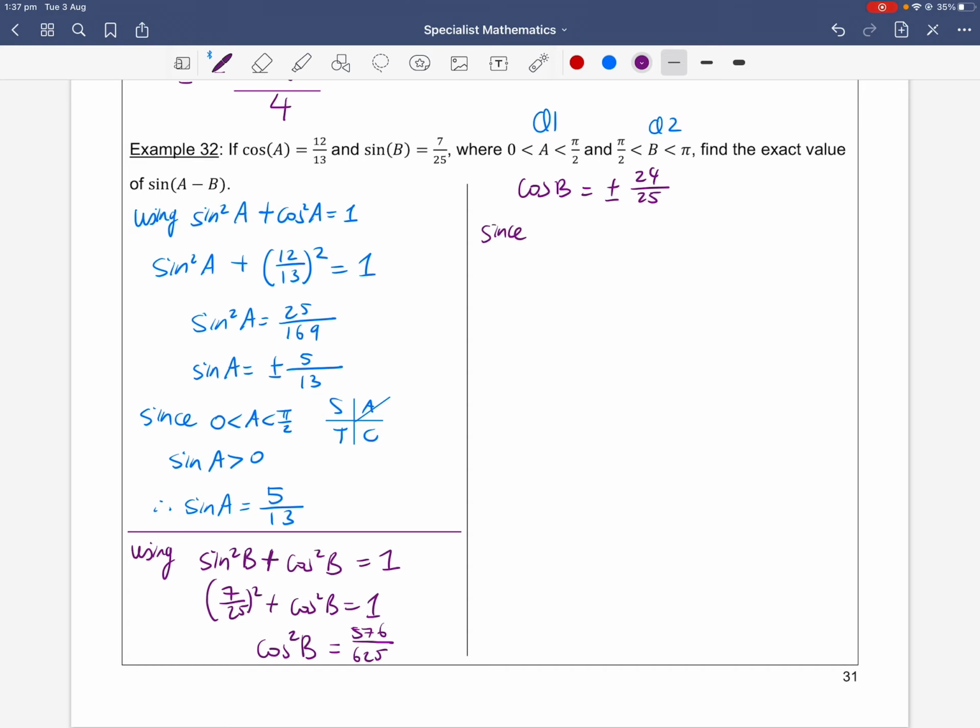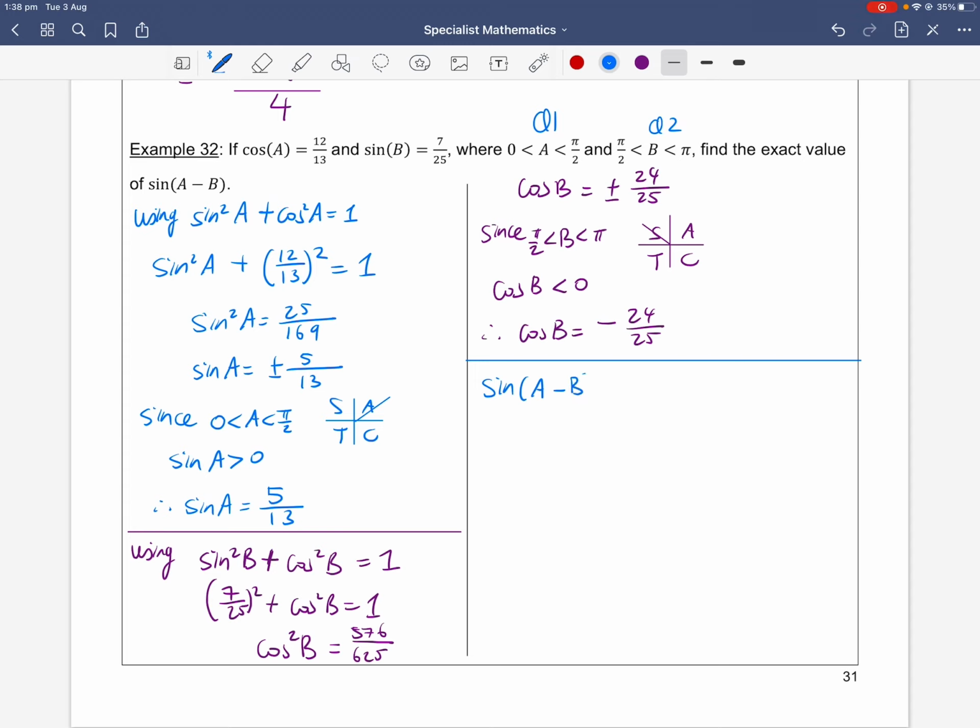And again, restrict our domain. So since our B angle is between pi on 2 and pi, in other words, in our CAST diagram, only sine is positive, so cos of B is negative. Therefore, cos of B is negative 24 over 25. And then we can combine all that knowledge, because now that we have sine A, cos A and sine B, cos B, we can work out what sine of A minus B is.